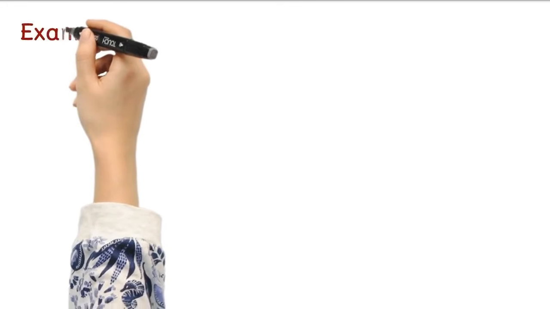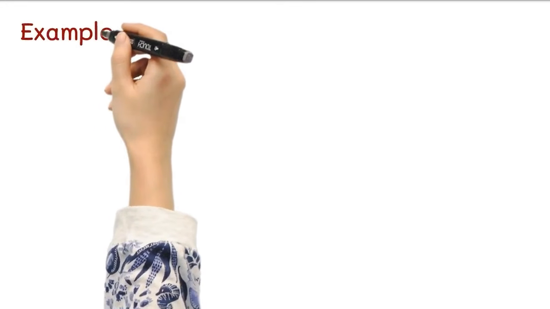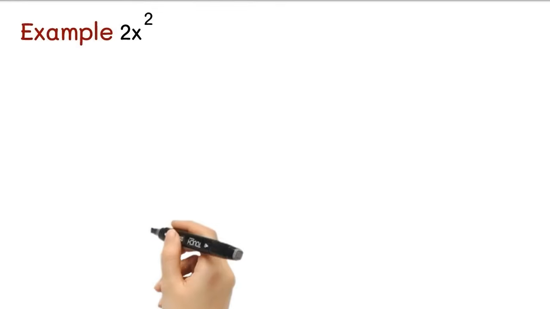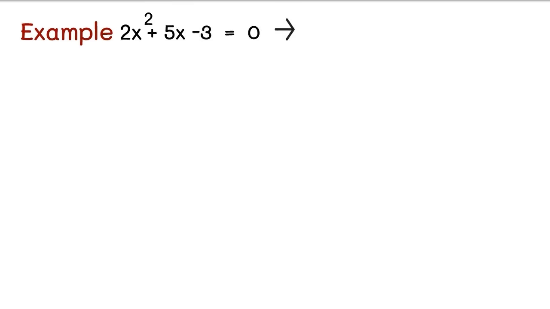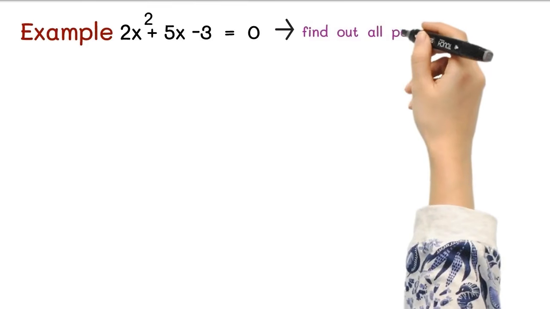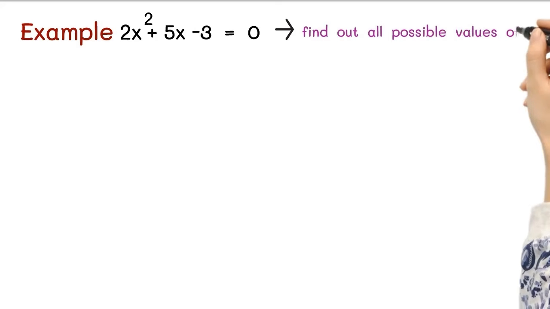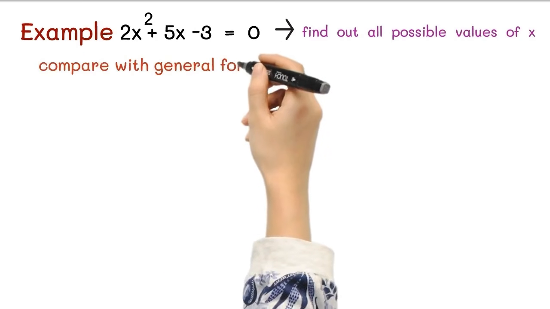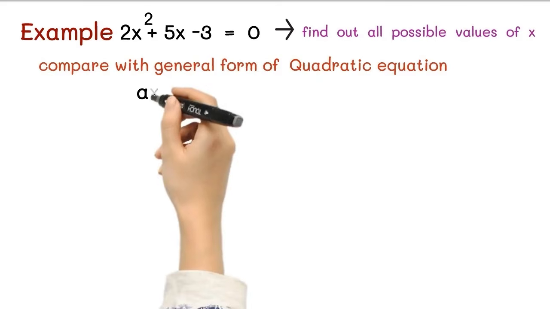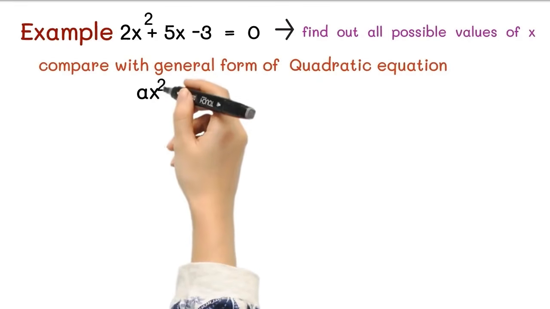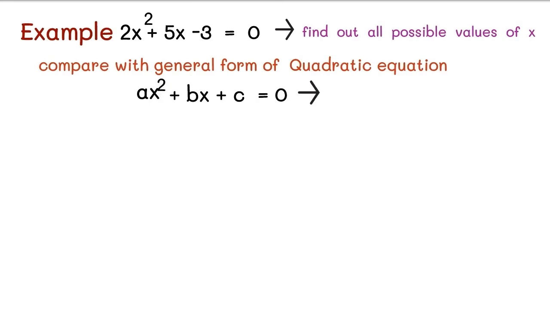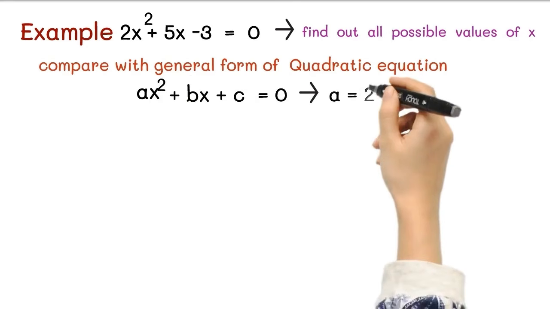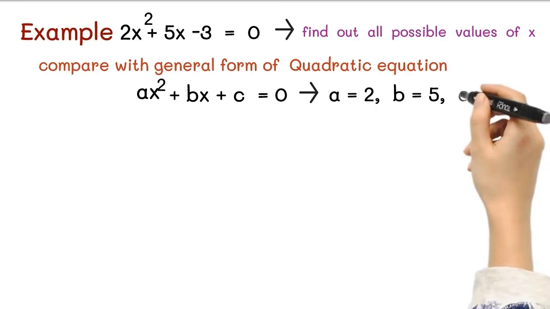Let's take an example on it. Find the solution of the quadratic equation 2x square plus 5x minus 3 equals 0. That means we have to find all possible values of x to solve this equation. Now compare the given equation with the general form of quadratic equation, which is ax square plus bx plus c equals 0. We get a is equal to 2, b is equal to 5 and c is equal to minus 3.